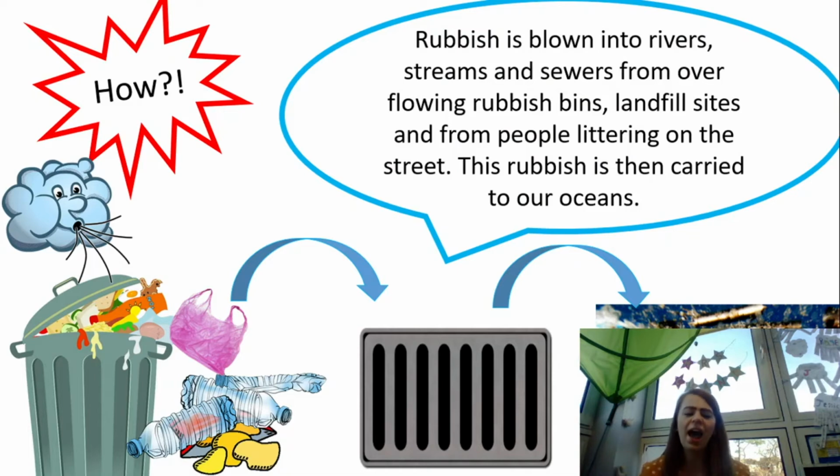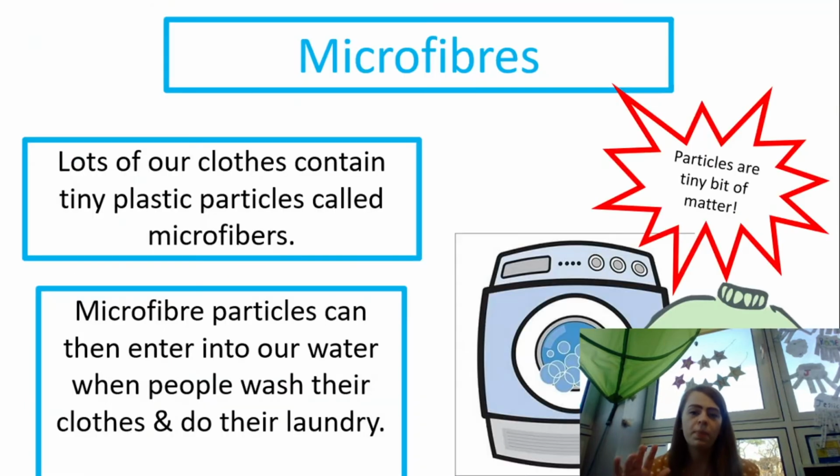So how is this actually happening? How is plastic from land getting into the ocean? Well, rubbish is blown into rivers, streams and sewers from overflowing rubbish bins, landfill sites and from people littering on the street. And this rubbish is then carried to our oceans. So the rubbish that's getting dropped or the rubbish that's coming out of the bins, it'll find its way to the river, like to the Clyde, and it'll eventually all flow into the ocean. That's where all of the rubbish will end up.